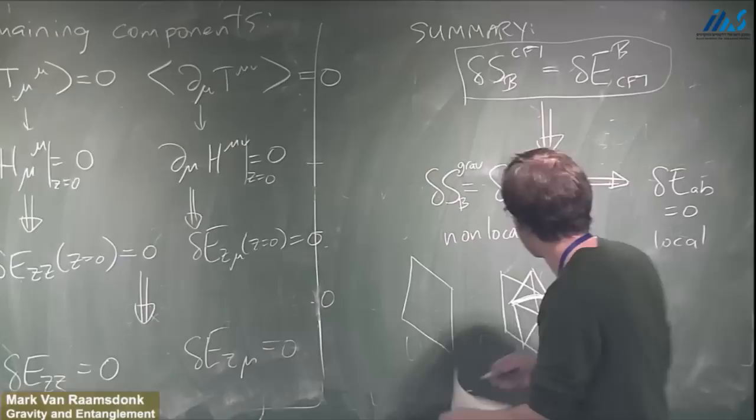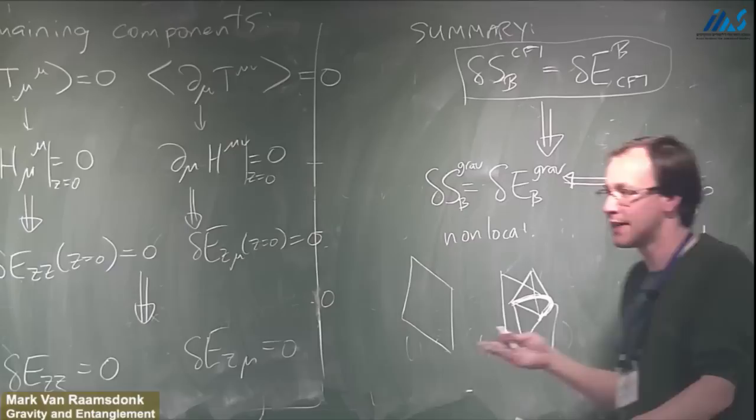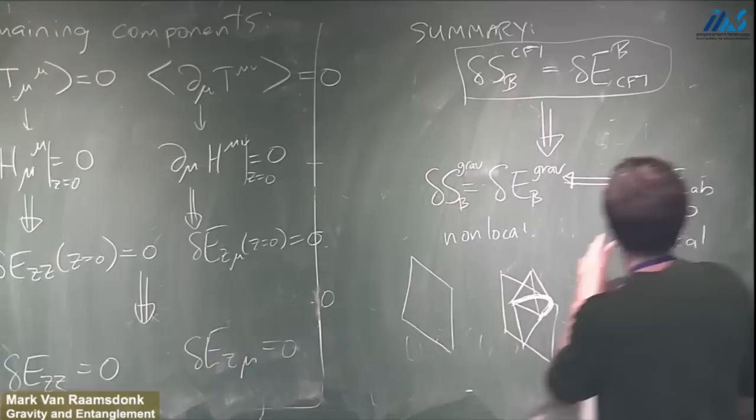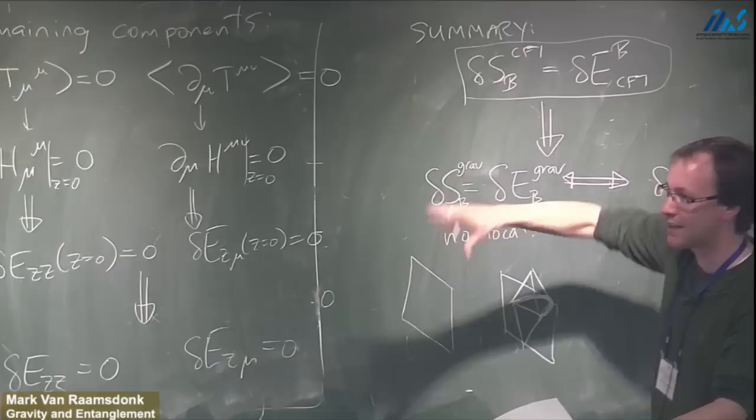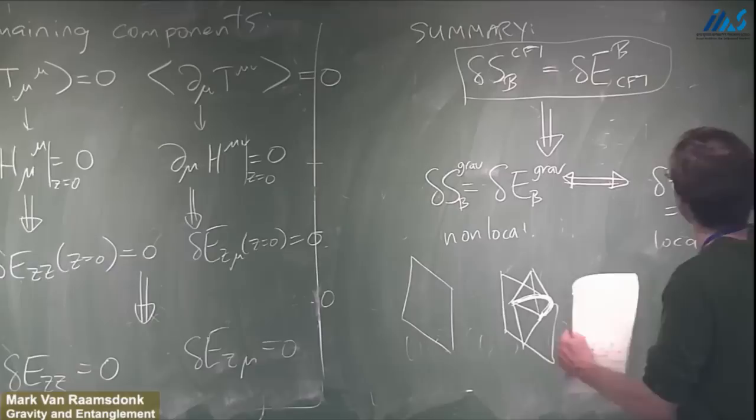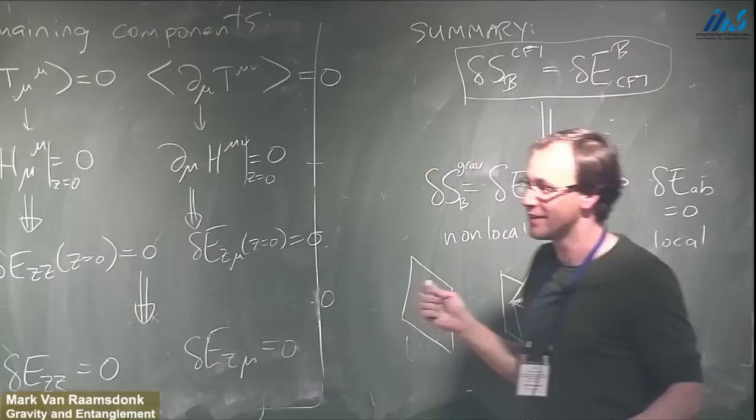Okay, so there is a theorem of Wald that says that if you start with pure AdS and then you perturb it in any way that satisfies the Einstein equations perturbatively, then the change in the area of this black hole horizon is equal to the change in some energy. Now, with some work you can show that their definition of energy is the same as our definition of energy. So this direction in the implication is something that basically existed in the literature.